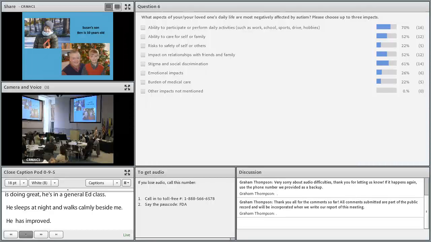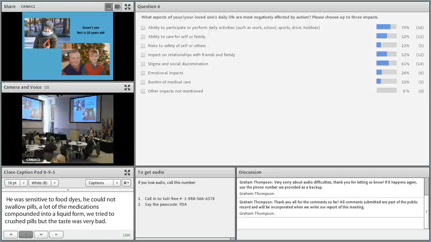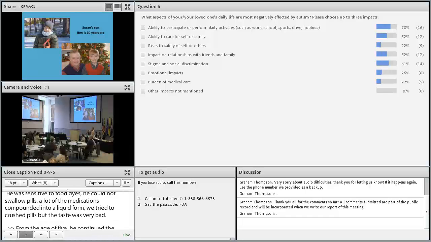Because Ben was so sensitive to food dyes and he wasn't able to swallow pills, we had a lot of our meds compounded into a liquid form. We tried crushing pills, but the taste was so bad he couldn't swallow it. From the age of 5 to 8, we continued most therapies, but we got to reduce them to once a week. Ben's current treatment regimen treats the most significant symptoms of his autism.